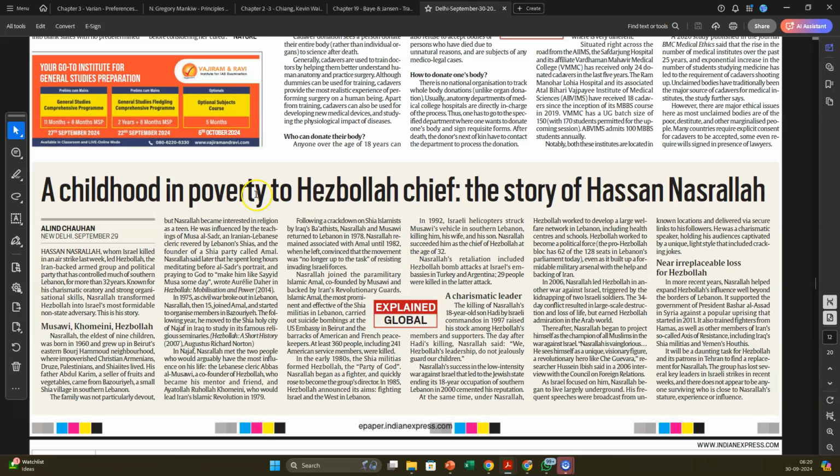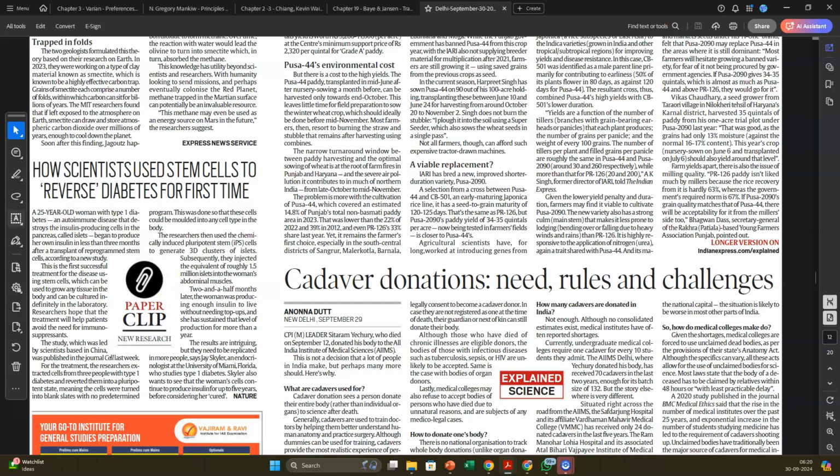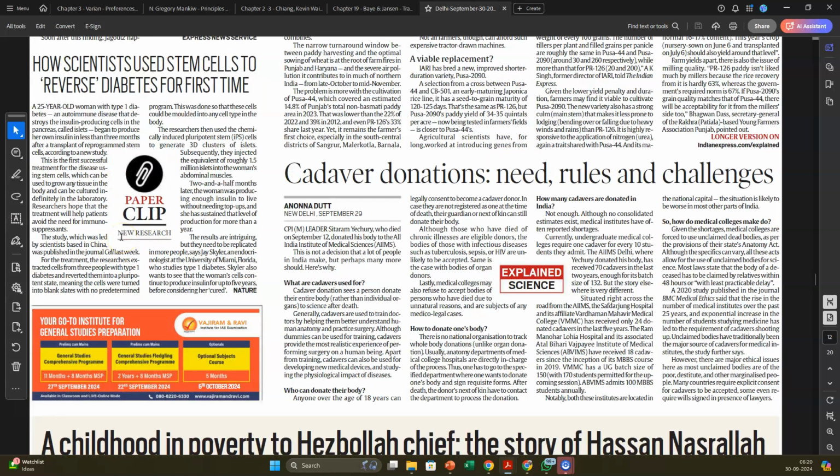We are going to read an article on Hezbollah chief Hassan Nasrallah in the editorial, and what has happened in Lebanon. Then there's another news item you should be aware of from a science and tech point of view. Now there is something called stem cells. Stem cells have the ability to be converted into any particular cell through a process called pluripotency, which basically means chemically induced pluripotency, or iPS cells.